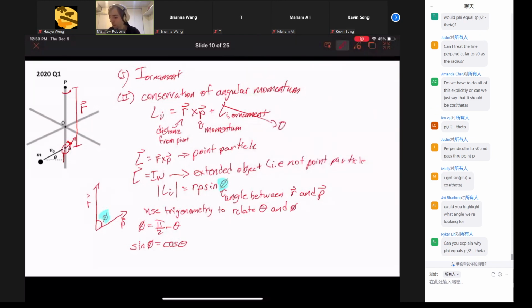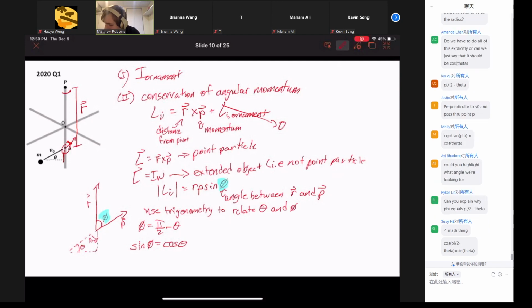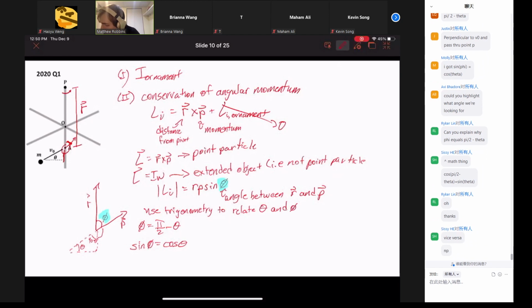So one way to think about it is this angle is theta. So this is going to be 90 minus theta. And then this thing is going to be pi over 2 plus theta. Yeah, so basically start drawing right triangles and note that the sum of the angles in a right triangle is 90 degrees, and the angle from a straight line is 180 degrees.